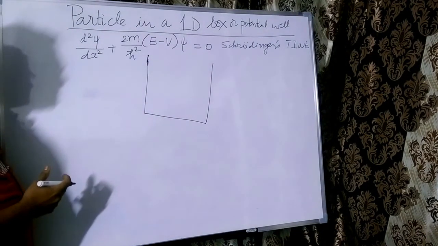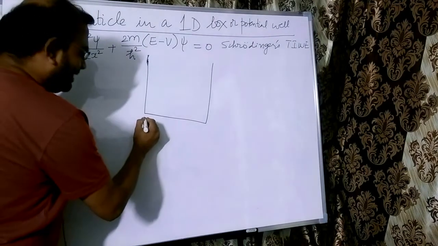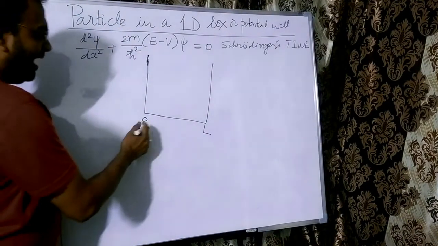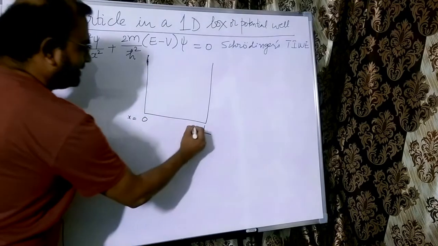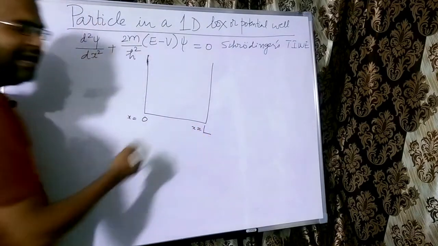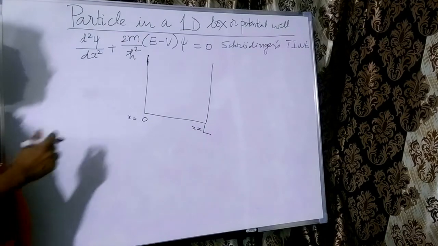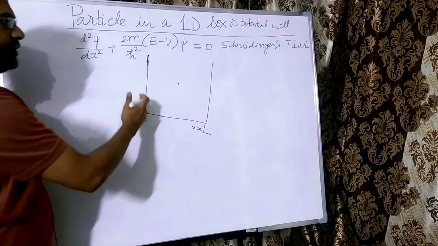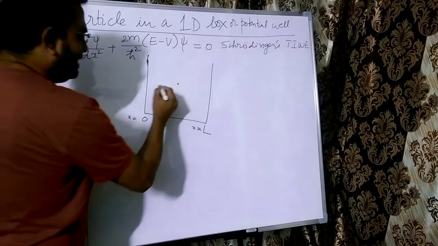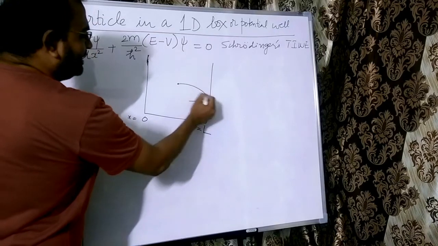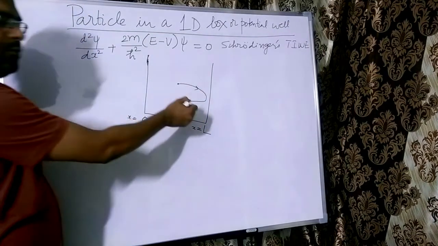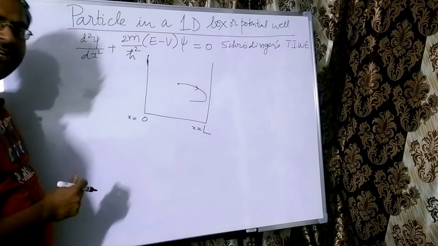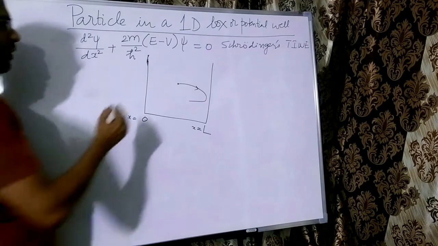The box that we are talking about is an idealistic condition where the box has only one dimension. That is, it is extending from x equal to 0 to x equal to a particular length, let's say L. Now, the particle is trapped inside this box and it has impenetrable walls on either side. That means the particle cannot exist at the wall, and it can only be free to move within the box.